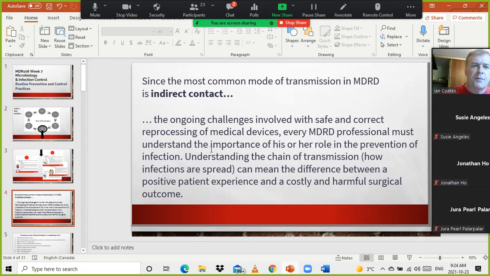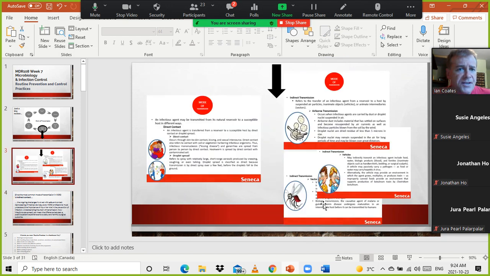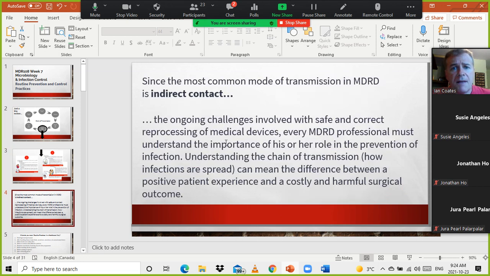So a little bit of review. And since the most common mode of transmission in MDR-D is indirect contact. All right? So that's all these guys here. This is the most common. Okay, that's how the bugs are getting around, indirect. And apologize for the wordiness of some of these, but can't really explain it better than this here.